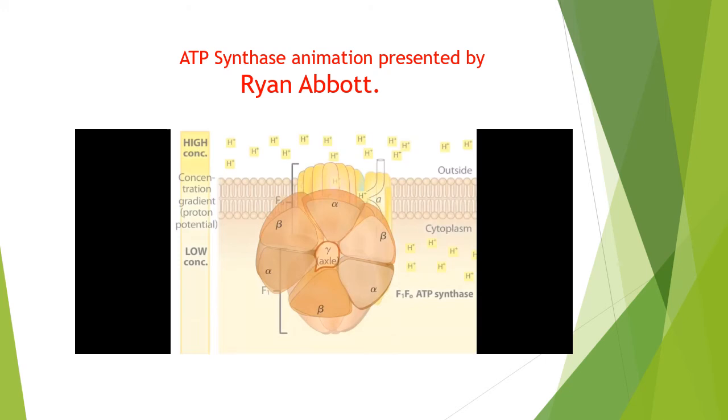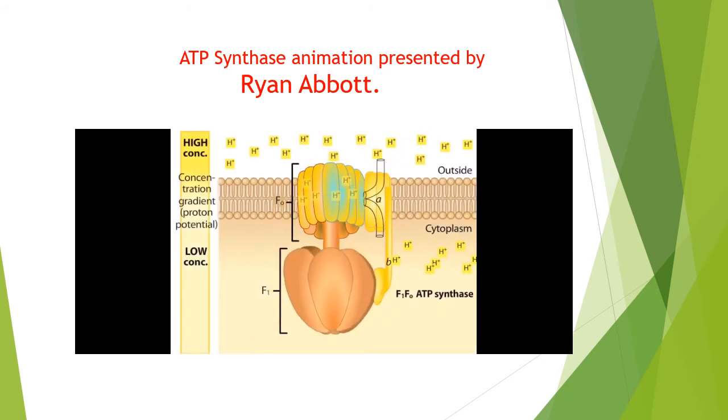This function, in which a proton potential powers ATP production, is highly conserved. ATP synthase complexes with the same general structure can be found in the cell membranes of bacteria, in the inner membranes of mitochondria, and in the thylakoid membranes of chloroplasts.